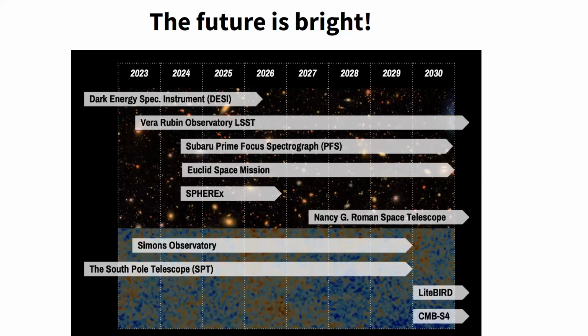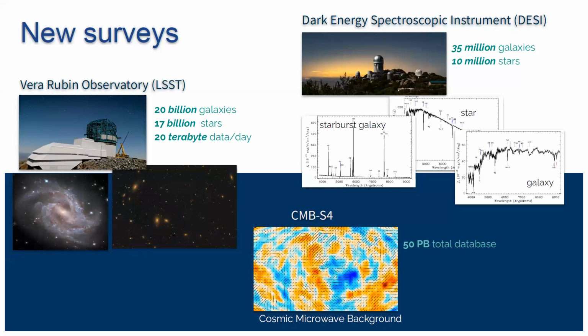Okay, let me now, in the last few minutes, talk about the future. The future is very bright because we have so many of these new experiments coming up, right? Euclid has just been launched. DESI has already started taking data. Rubin Observatory will be online in the next few years. SPHEREx is another satellite. Simons Observatory is being built. South Pole Telescope is already taking data, and then there will be CMB-S4 that we'll hear about from Eric, and LiteBIRD. Okay, so there's a lot of experiments that are happening, or surveys, I should say.